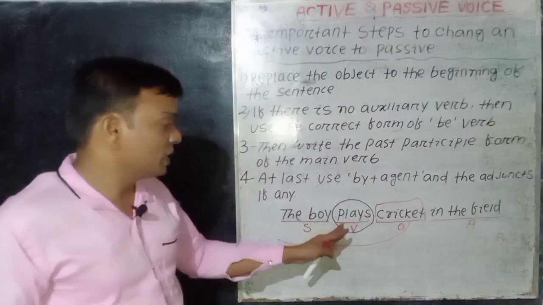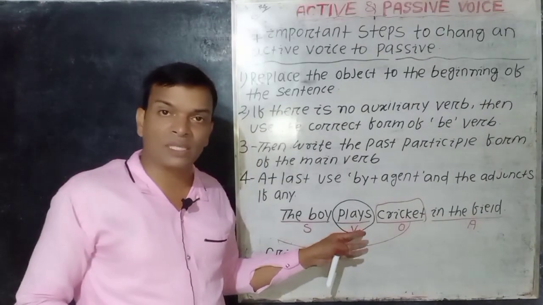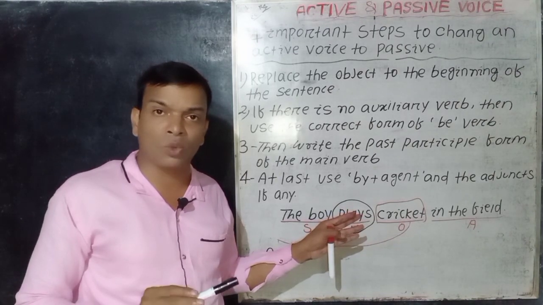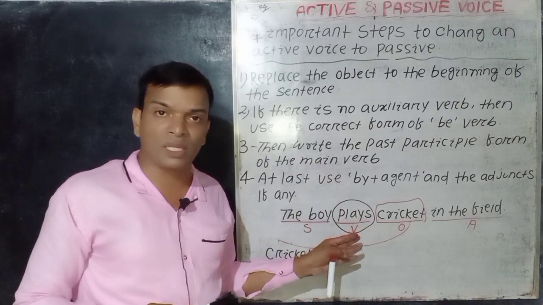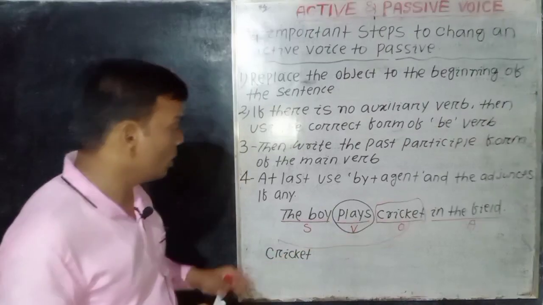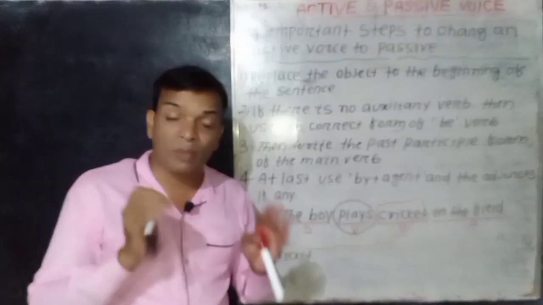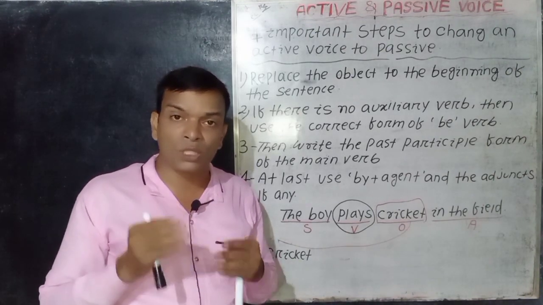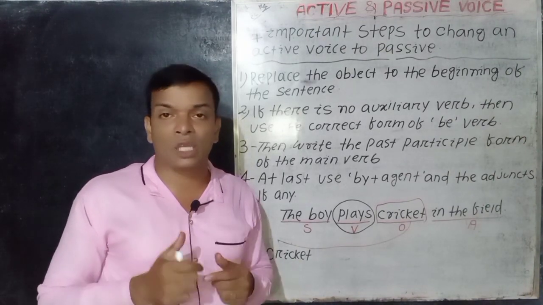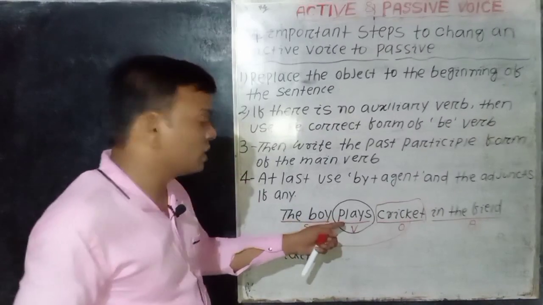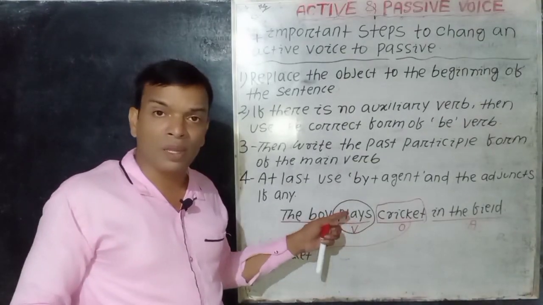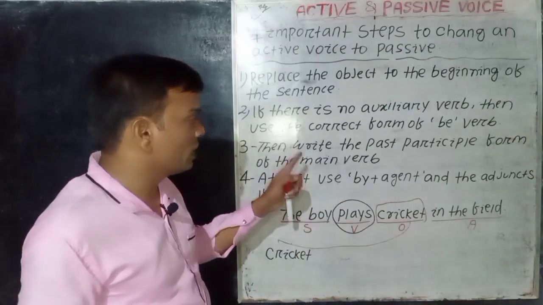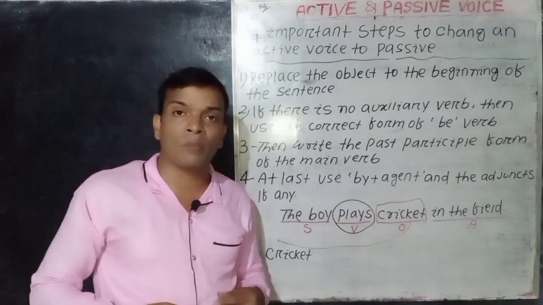Clear? So see, there is only one main verb, plays. There is no auxiliary verb, is, am, are, was, were, have, has, had, will, shall, can, could, may, might. There is no auxiliary verb in the particular sentence. So if there is no auxiliary verb, remember the most important thing, and I am telling you again and again, about the change of a verb form. If there is only a main verb in your active voice and there is no auxiliary verb, then always use the particular form of a be verb.